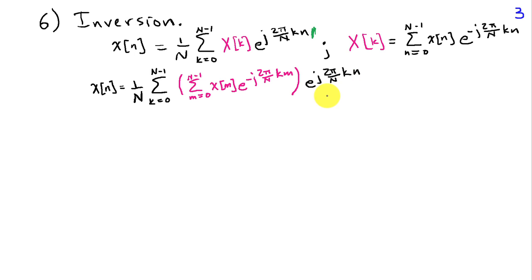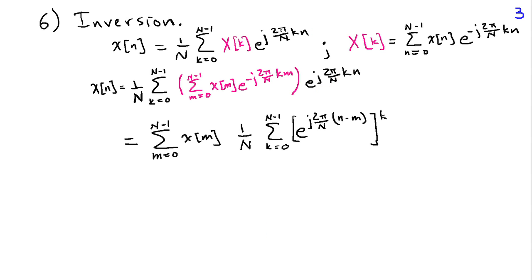Now if we interchange the order of summation and group some terms, I can express this as I've shown here, where I've pulled out x[m] and the sum on m, and then I've collapsed the exponents using the fact that they're both powers of 2 pi over N to the kth. We've got a k here, and in here we've got a k. So I can pull that outside and write n minus m on the inside.